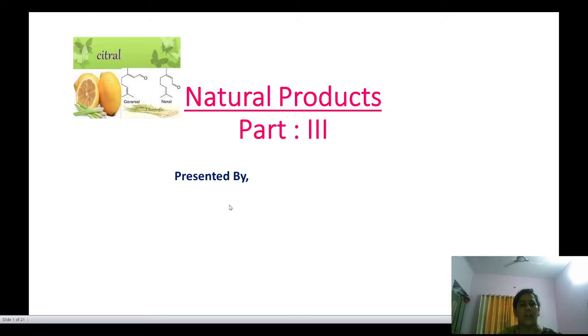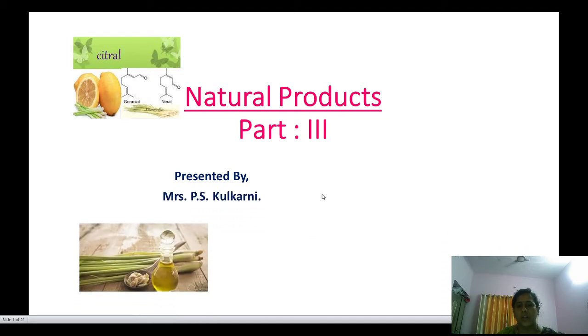Along with it, we are going to discuss the isoprene unit in detail, and a special isoprene rule. In the first slide I have shown the structure of citral. Citral exists in two isomeric forms. The first is geranial, the second is neral. These two forms differ in the cis and trans positions of the CHO group attached to the chain.